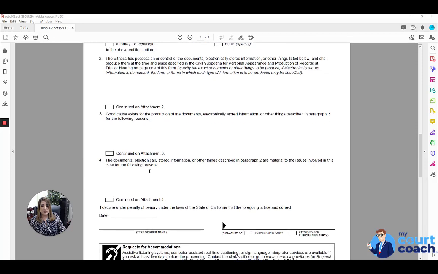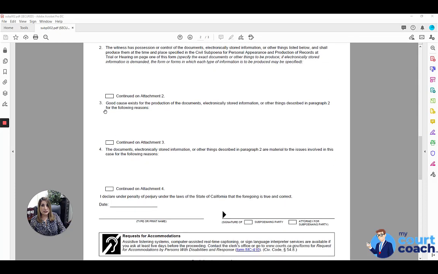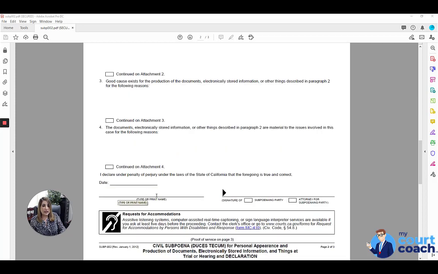And finally, in line 4, and this is kind of related to item number 3, you need to explain why the requested documents are material to the issues at hand. And again, these reasons might overlap, but I understand material to also mean relevant. So you need to explain their relevance to the subject matter at hand. Again, if this is not enough space, you can attach a sheet of paper to this and just mark the box that says continued on attachment 4. And then again, you're going to print your name at the bottom and mark the box that says subpoenaing attorney or party and date and sign.